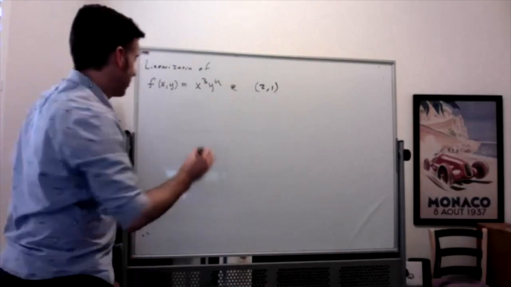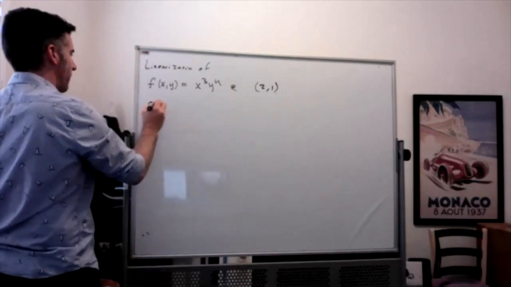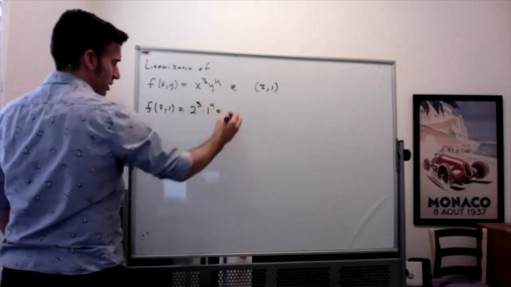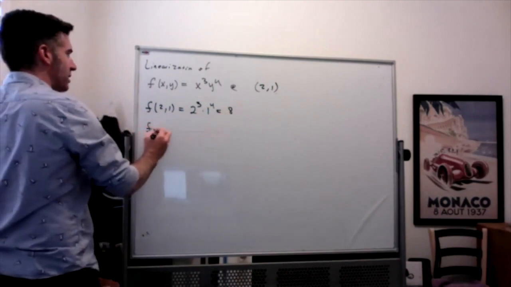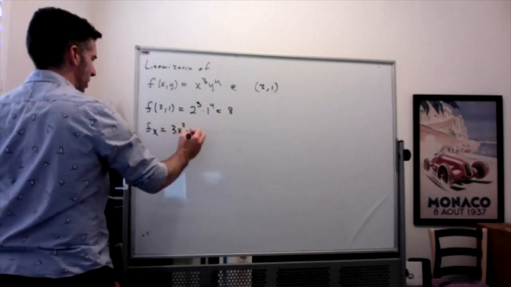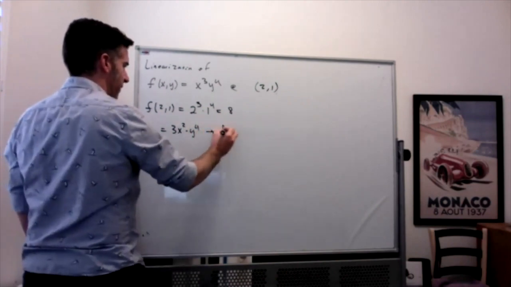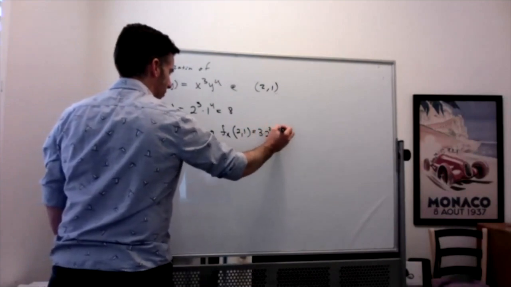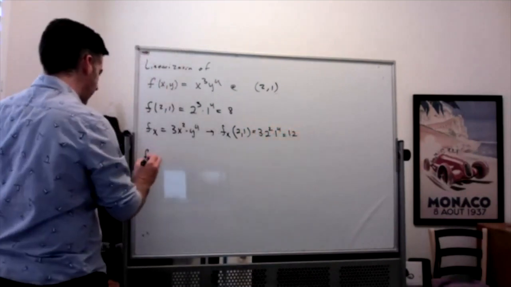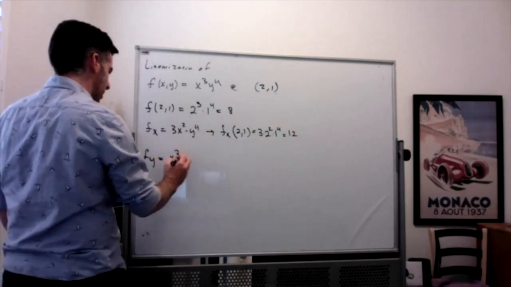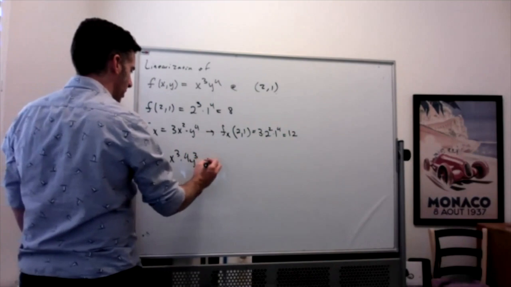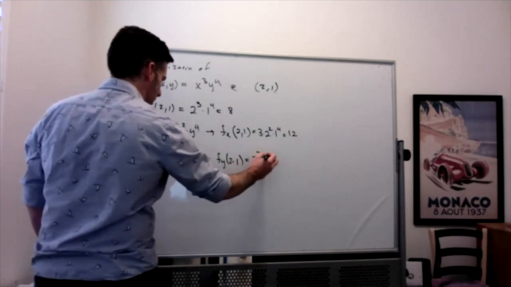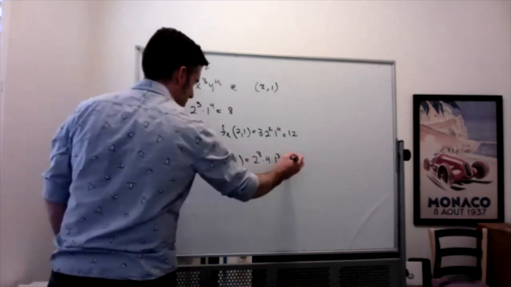Okay. So we need to find the partials, and we need to find f of x y. So f of 2, comma 1 is going to be 2 cubed times 1 to the 4th, which is going to be 8. And then fx is 3x squared times y to the 4th. So fx evaluated at our point is going to be 3 times 2 squared times 1 to the 4th, which is 12. Fy is x cubed times 4y cubed. And evaluating fy at our point, we get 2 cubed times 4 times 1 cubed, which is 32.